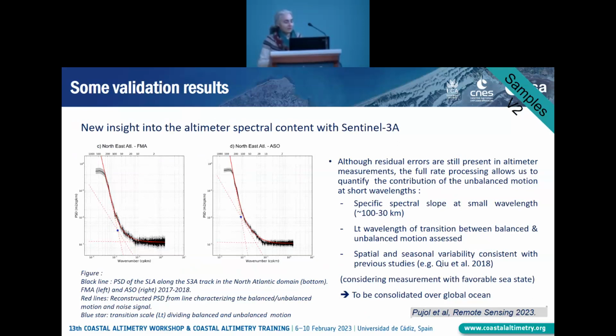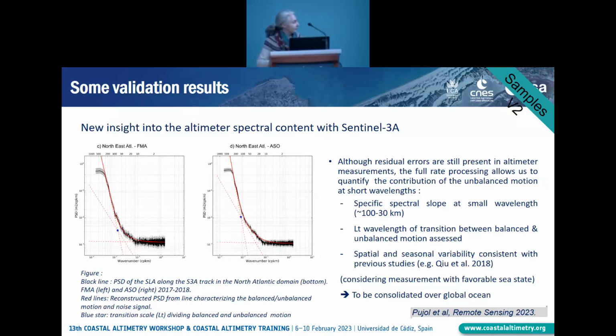Another thing that we can look at for the validation of the 5 Hz product is to analyze the spectral content of the sea level anomaly. So here we stay with the 20 Hz posting rate of the product, so just before the subsampling step, in order to have a global view of the spectral content of the product. In the image here, in black line, you can see the observed spectral content of the sea level anomaly over a small box in the Northeast Atlantic area for 2 seasons, winter and summer.